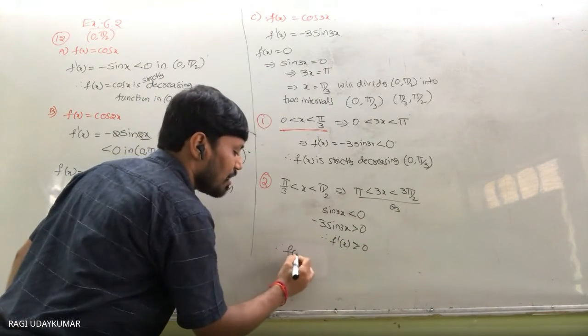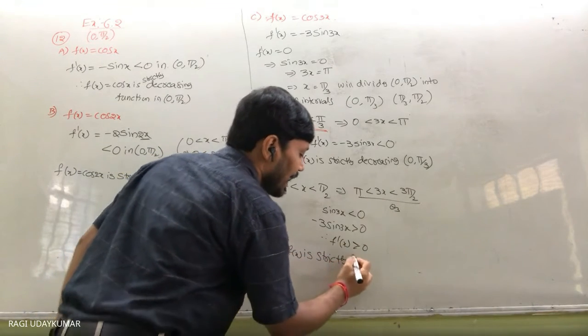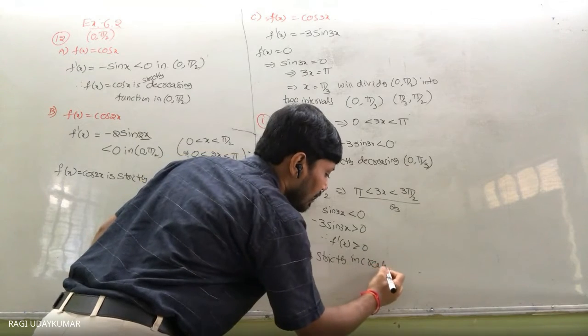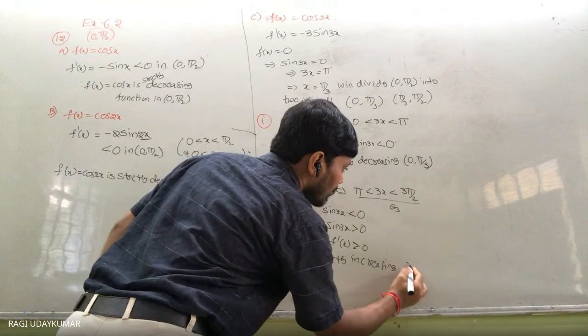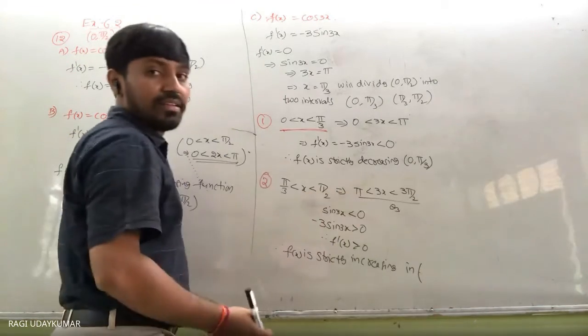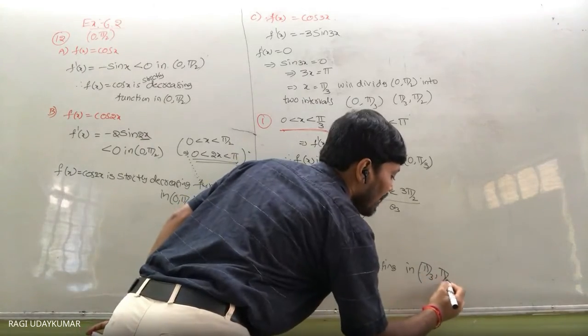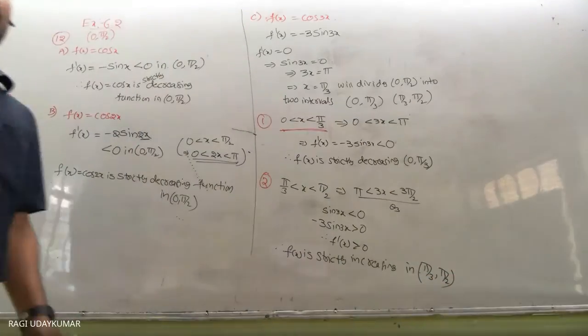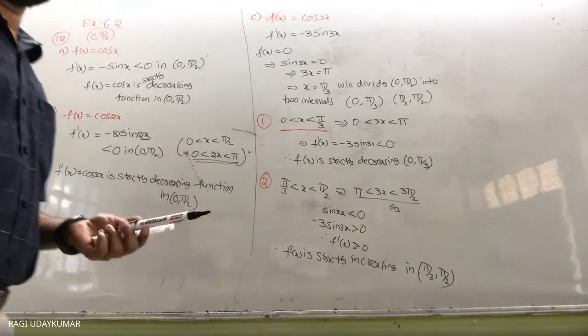Therefore, you can write f of x is strictly increasing in this interval, not that interval. So what is that interval? Pi by 3 to pi by 2. So in pi by 3 to pi by 2, it is increasing. In 0 to pi by 3, it is decreasing.